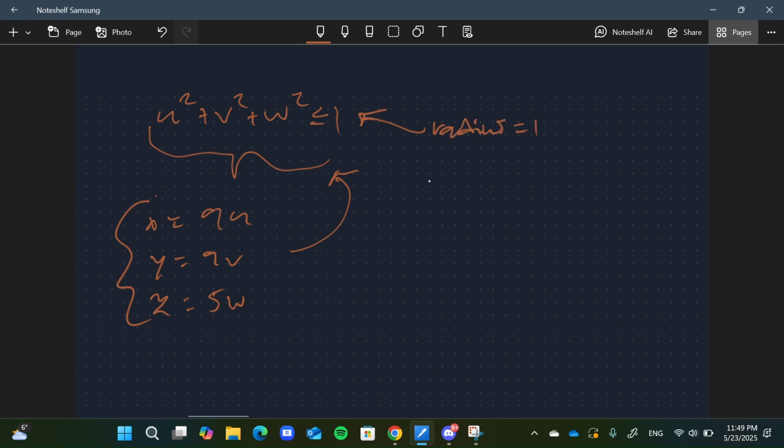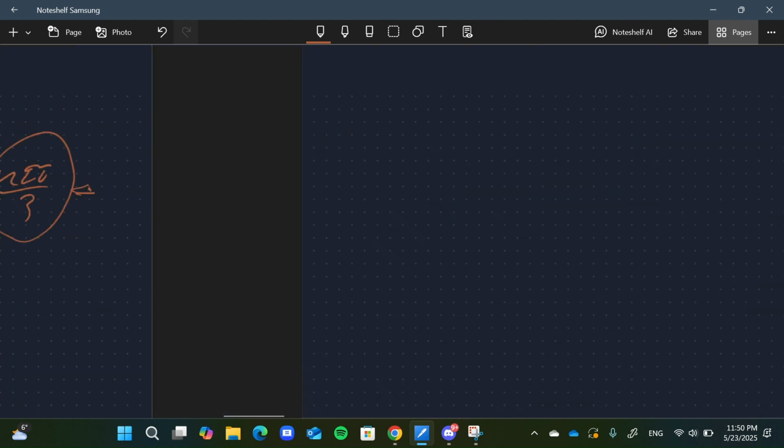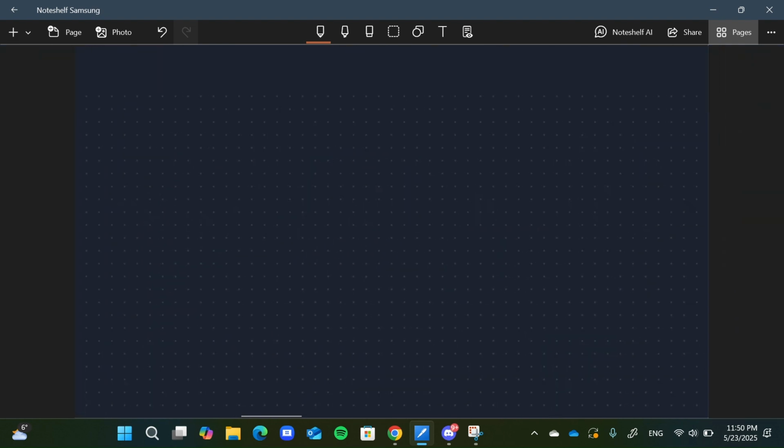So the sphere's volume is 4 over 3 pi times radius cubed, and the radius was equal to 1. So we'll just get 4 pi over 3. Now this will be the volume of the sphere. All we need to do is calculate the determinant of the transformation we've done, and we'll multiply this number by the determinant and we'll get the volume.